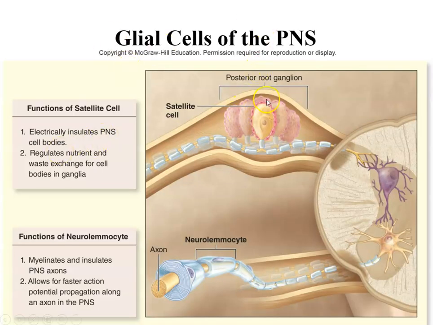So here you have a satellite cell. You can see it is electrically insulating peripheral nervous system cell bodies, and it regulates nutrient and waste exchange for the cell bodies in the ganglia. So here's a neuronal cell body, and then here are the satellite cells. Down here you have a neurolemmocyte or Schwann cell, and this myelinates and insulates peripheral nervous system axons, allowing for faster action potential propagation.